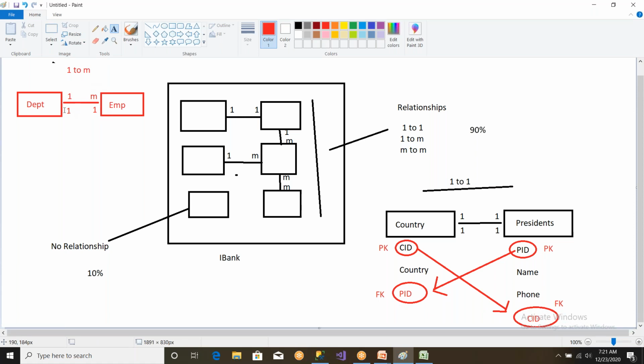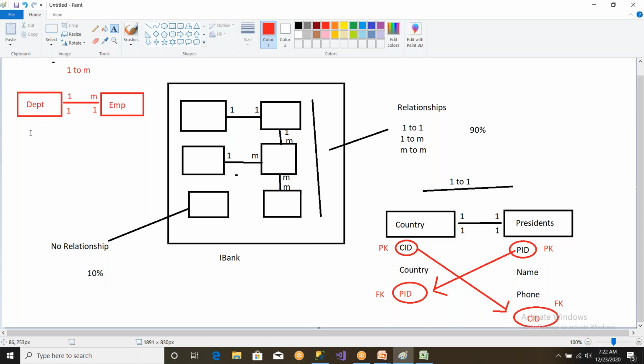Each employee has to work for only one department. If in my company each employee had to work for many departments, that scenario would be a many to many relationship. Clear? In your company, you work for only one department. You may be a developer, a tester, an accountant, or a supervisor. So one department can have many employees, and one employee works for only one department.